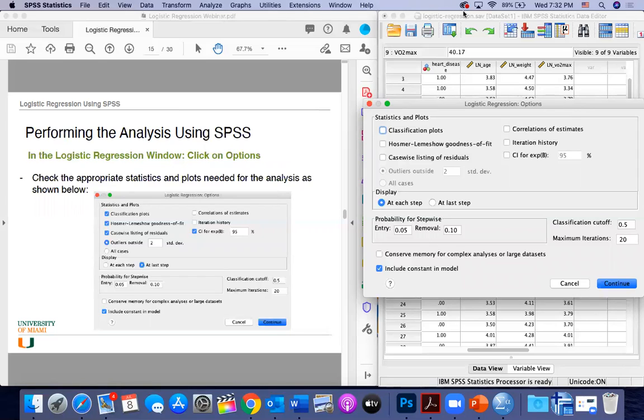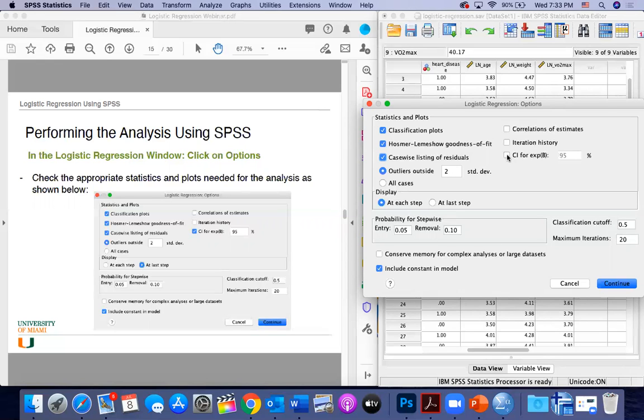So the statistics we need for this analysis are classification plots, Hosmer-Lemeshow goodness of fit. You want also to click on case-wise listing of residuals just to identify any outliers. And usually we keep the outliers range within 2 standard deviations. If you want to be more strict, say 1.5, or if you want to be really super liberal about it, you can put a 3, but I will keep it 2.